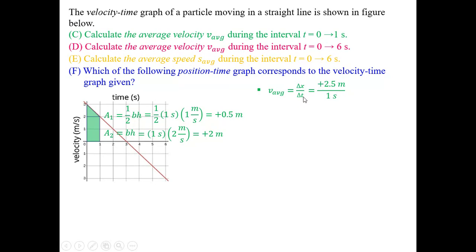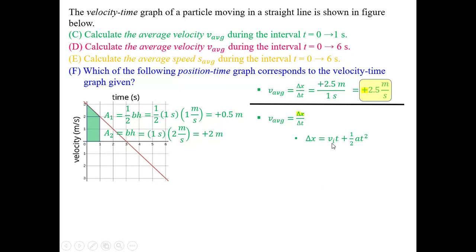What's your time interval? The time interval here would just be 1 second, because part C says from 0 to 1 second, which is a difference of 1 second. So positive 2.5 divided by 1 gives us positive 2.5 meters per second. That's our answer, okay? Now, if you want to, you can totally use kinematics equations. I'm still doing part C. Average velocity, by definition, once again, is displacement over time. How do you find the displacement if you actually want to crank out the math using kinematics functions?